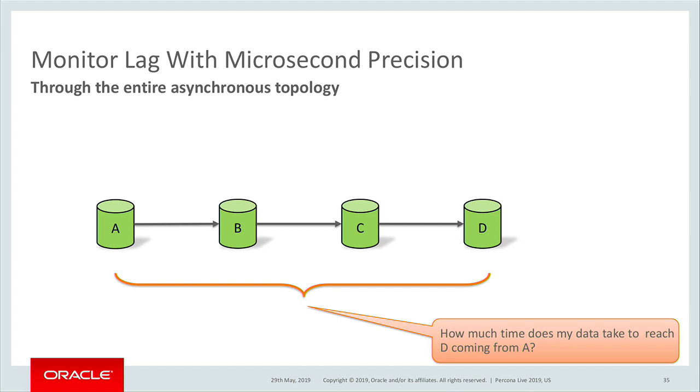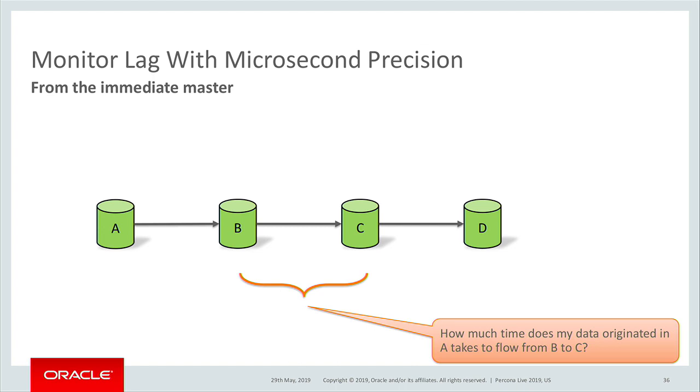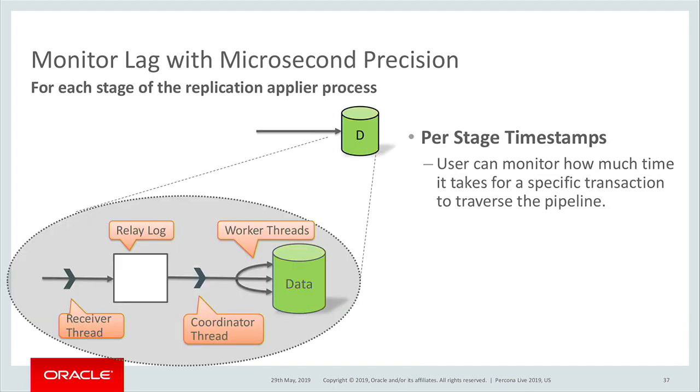In this case, you can go to D and say, how far am I with respect to A in terms of commit times? And you can also say, how far am I with respect to my immediate master? In this case, if you go to C, how far am I with respect to B? So these are things that were introduced. This is metadata that was introduced into the bin log, and that is exposed. So it's a set of commit timestamps that we introduced into the bin log, and it is exposed on the replication performance schema tables. And they replace seconds behind master that way.